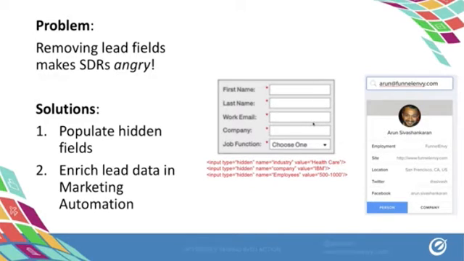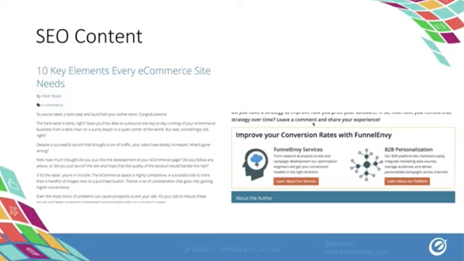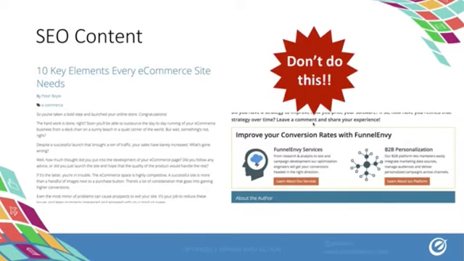SEO content, your blog content, is another great opportunity for test ideas and improving conversion rates. So these can be all over the place. In fact, as I was going through the FunnelEnvy site, I saw a great example of what not to do. As you can see here, the blog post is clearly geared towards e-commerce sites. People reading this, engaging with this content, presumably run e-commerce sites or are interested in e-commerce.